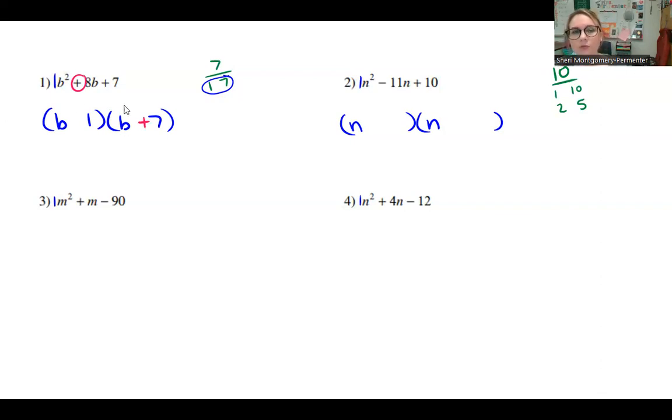From there, you start with 7. So 7, would I add or subtract to make 8? Add. So the 1 has to be a +1. So fast factoring is finding things that can multiply to give you this, that can be put together to give you this. That's it.